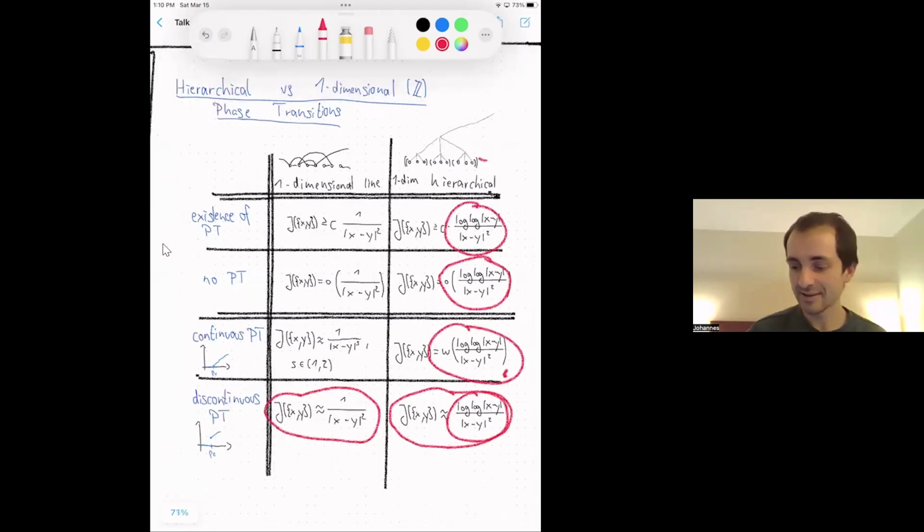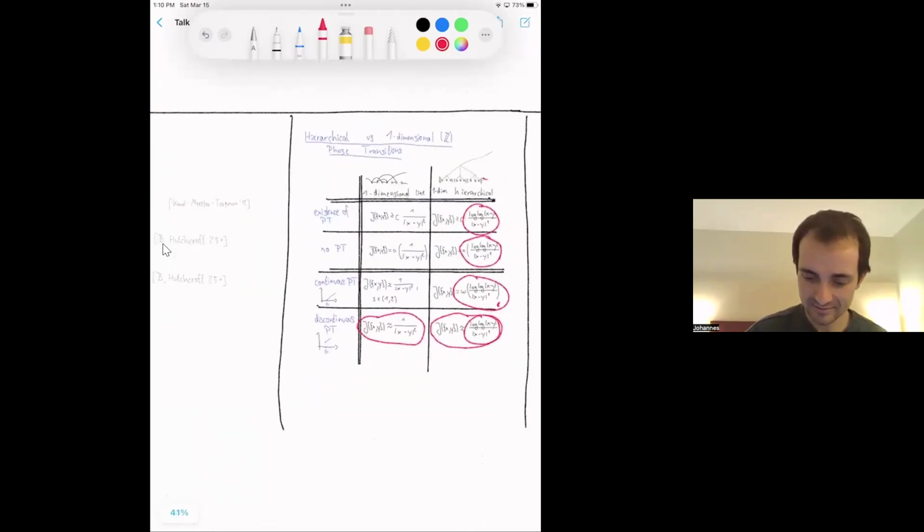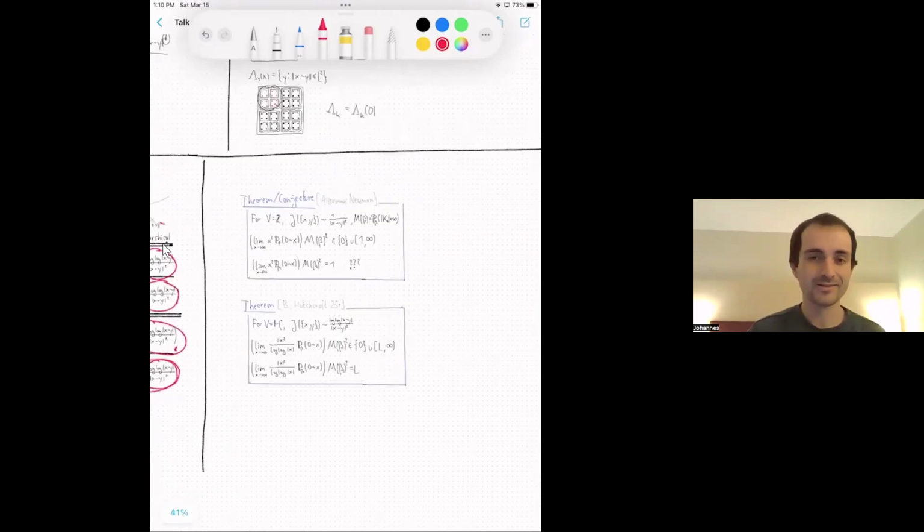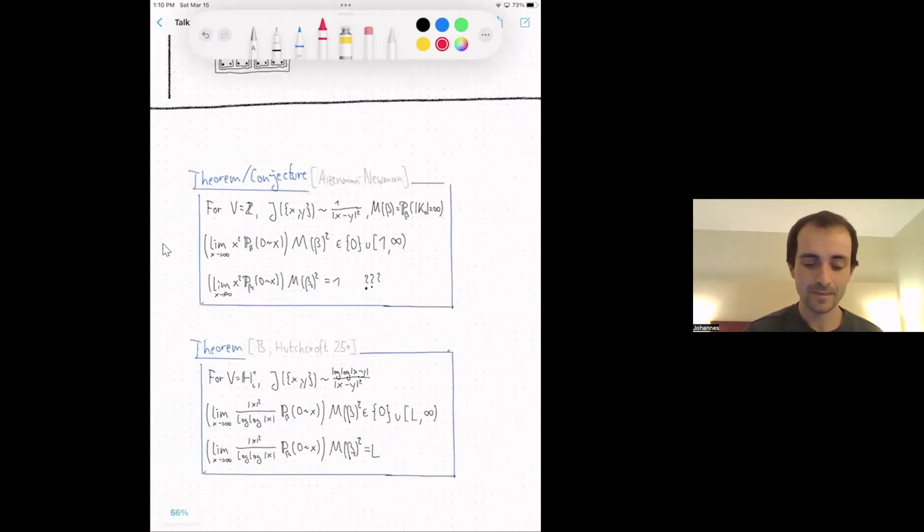Okay, next, one word about how we proved this continuity or discontinuity of the phase transition. I told you before, there's this theorem and conjecture by Aizenman and Newman that this limit of |x| squared times the connection probability times the percolation probability squared is either 0 or bigger than 1. It's conjectured that at criticality it's actually equal to 1.